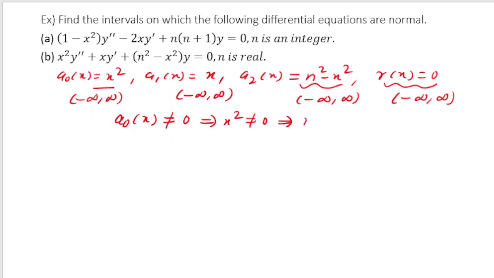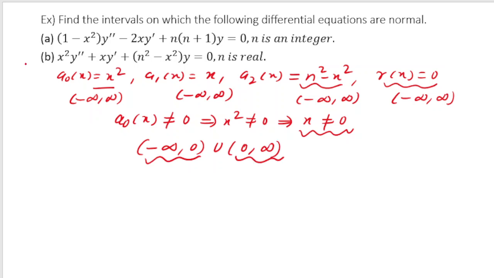This means x should not be equal to 0. So I have to take that interval which does not contain 0. That interval will be minus infinity to 0 union 0 to infinity. In this interval 0 is not included, so the differential equation is normal in this interval or any sub-interval of this interval.